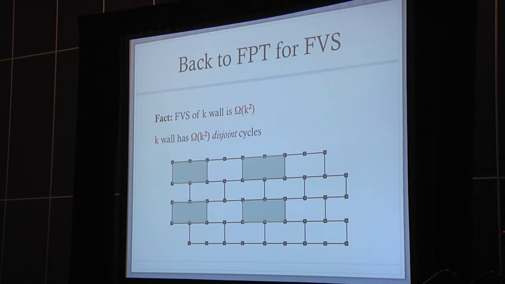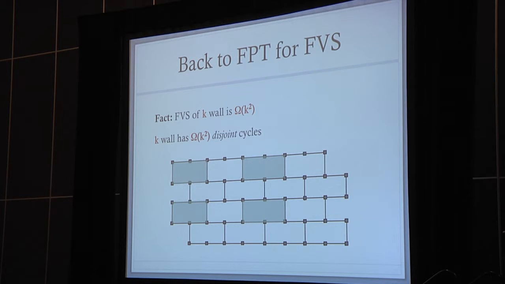And now let's look at the same thing for feedback vertex set. So if the graph has a large wall like this, then I claim that there have to be many disjoint cycles. Well, I'm showing you, this is one cycle, this is one cycle. Now let's skip a row and then find cycles again, and then skip a row and find cycles again. So if I have a k by k grid, how many cycles do I get? Well, I'll get basically roughly k square.